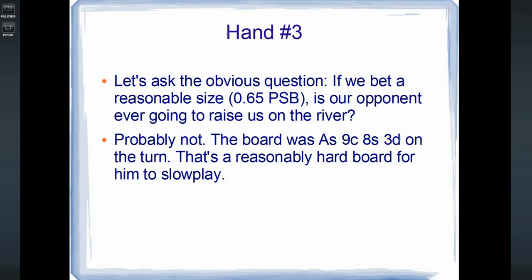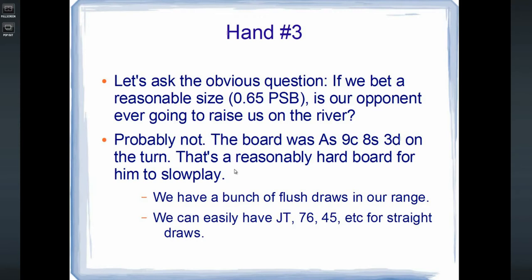Now, when I say it's reasonably hard to slow play, I don't mean it's an impossible spot for him to slow play. But he's taking a pretty big risk by slow playing if he has pocket 9s, pocket 8s, or pocket 3s there, or if he has ace 9 or ace 8 suited. Because when he does slow play, we have a bunch of flush draws in our range, and we can easily have jack 10, 7 6, 4 5 for straight draws.